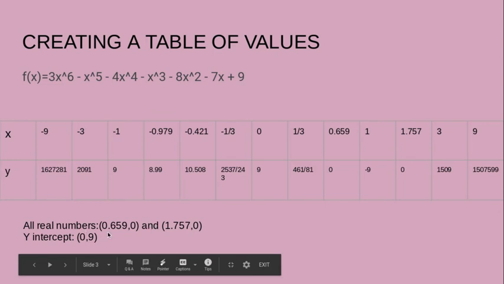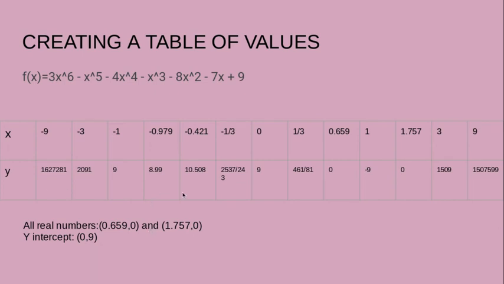I found all the real numbers, which were (0.659, 0) and (1.757, 0). And the y-intercept was (0, 9), and all the work for the synthetic division will be shown on another piece of paper.